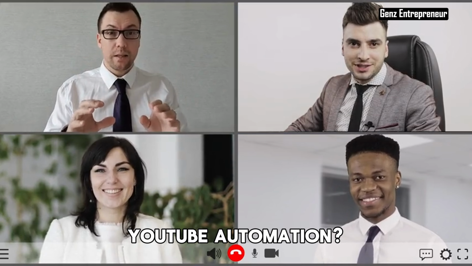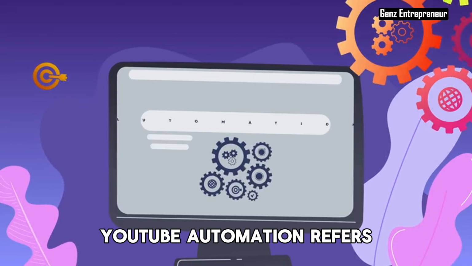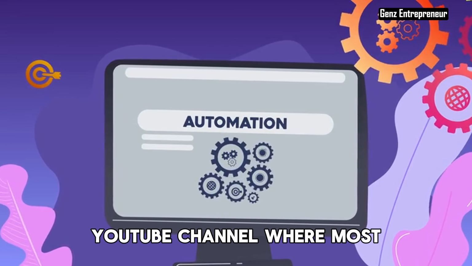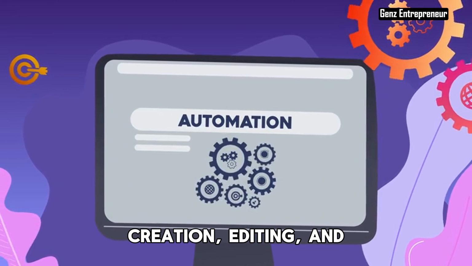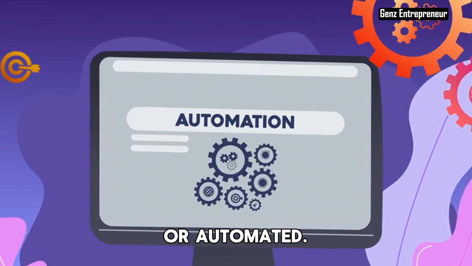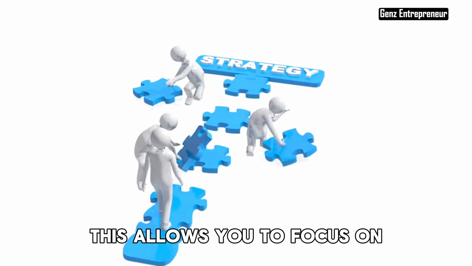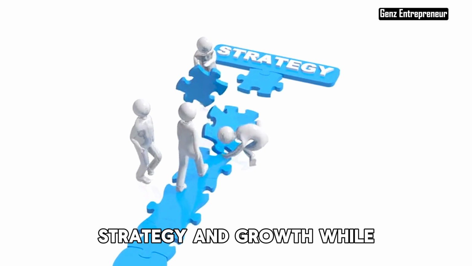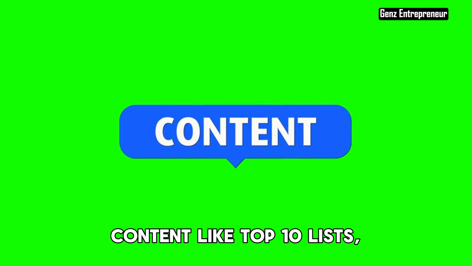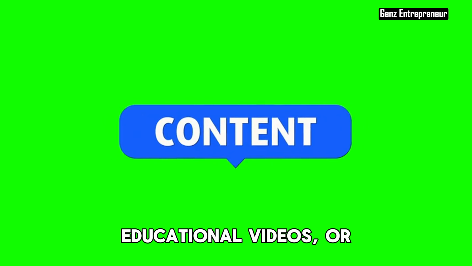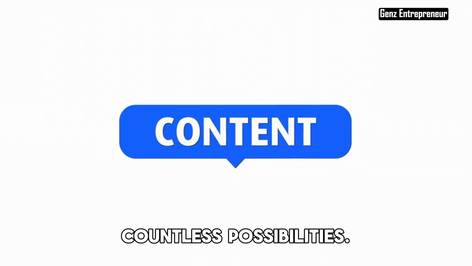What is YouTube automation? YouTube automation refers to creating and managing a YouTube channel where most tasks, such as video creation, editing, and management, are delegated or automated. This allows you to focus on strategy and growth while minimizing direct involvement. Whether it's faceless content like top 10 lists, educational videos, or niche-based content, automation opens up countless possibilities.